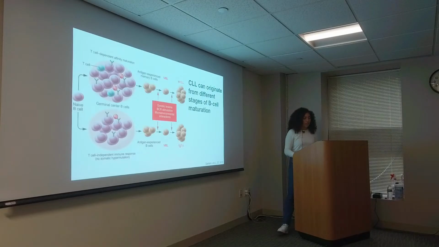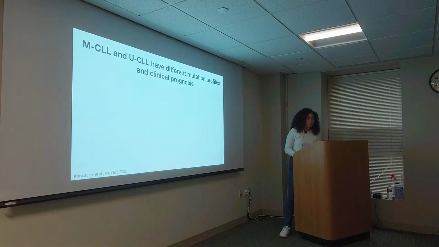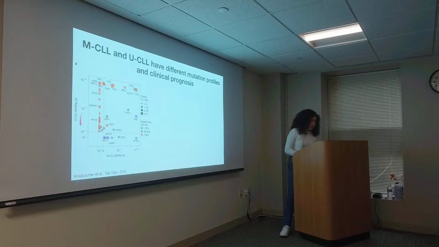So I just want to highlight here that the origin of the B cell can be very different, and depending on the cells, it can originate in different stages of B cell maturation. And we care about this because when we look at it through a mutational profile, here on the y-axis you can see the unmutated CLL, and on the x-axis you can see the mutated CLL. And you can see that a lot of mutations don't really overlap. There are some others that do, but this just tells you that these two cancers behave super differently.